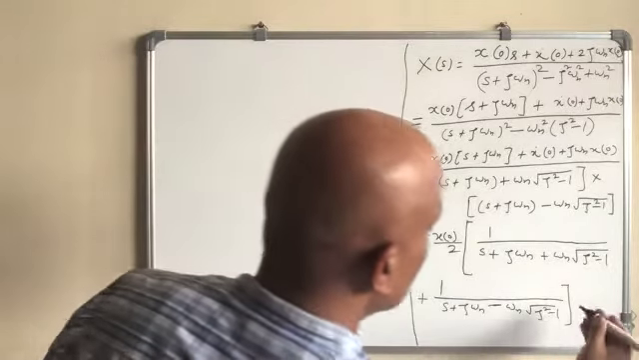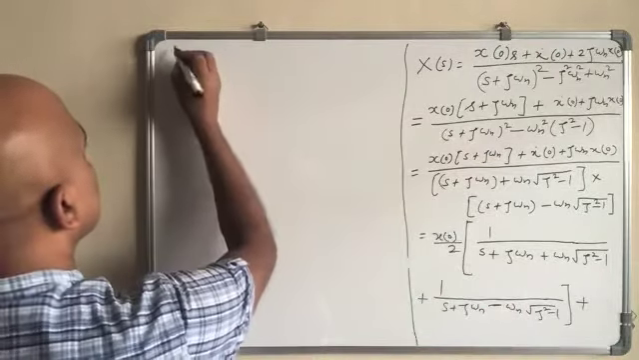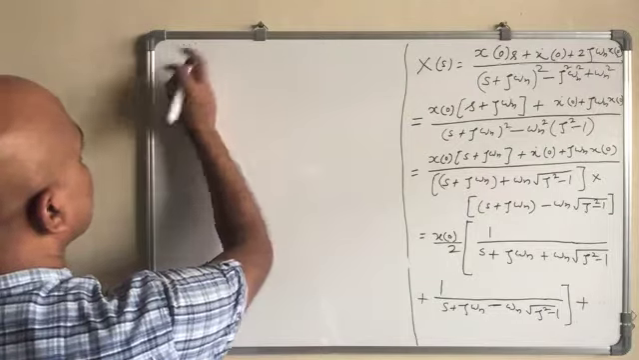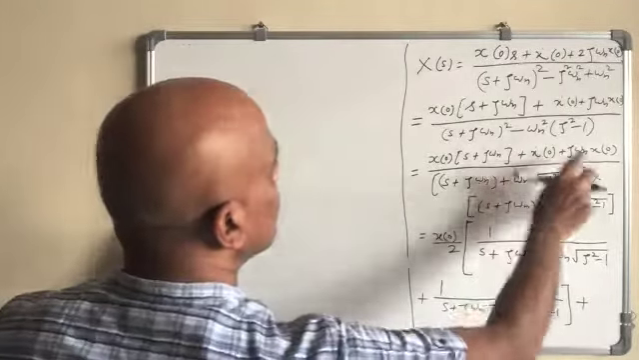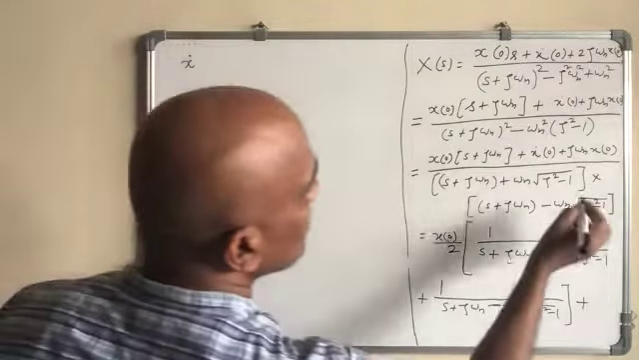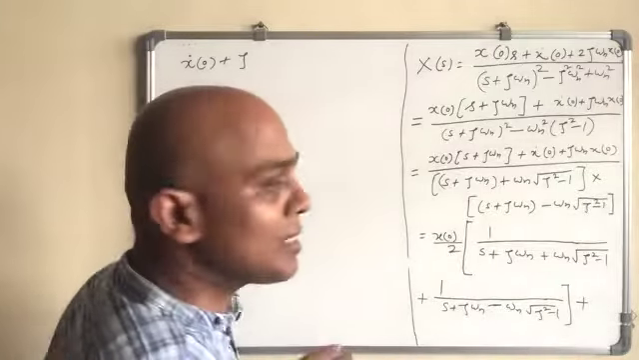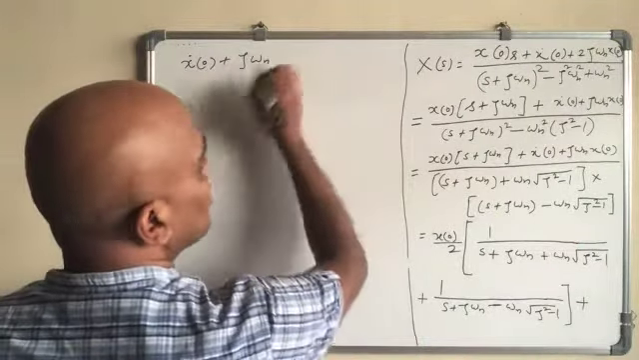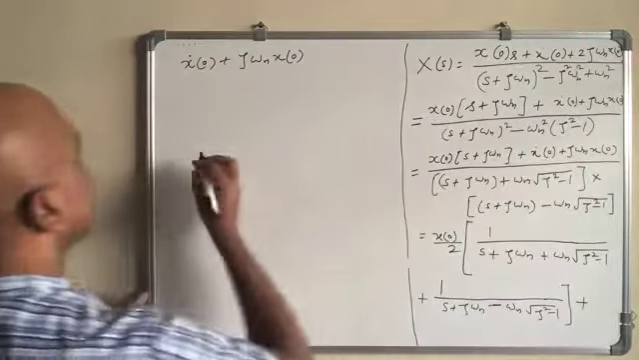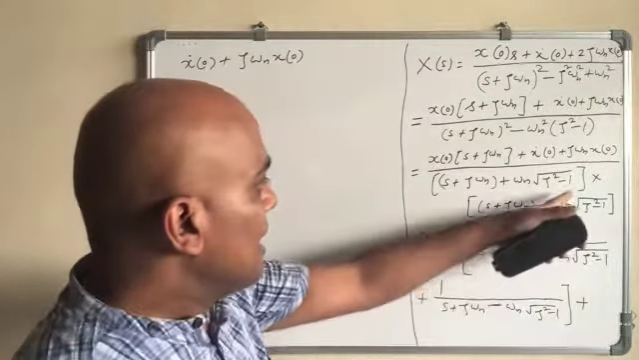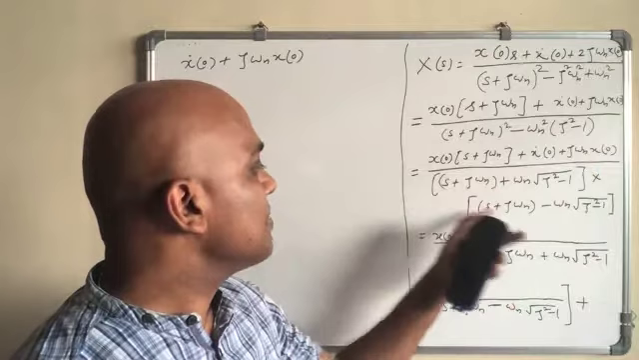Okay, so plus, okay. So basically this dot dot means this, plus we get this term here, so we get x dot 0 plus zeta omega n x0, okay, and then this term divided by this multiplied by this.